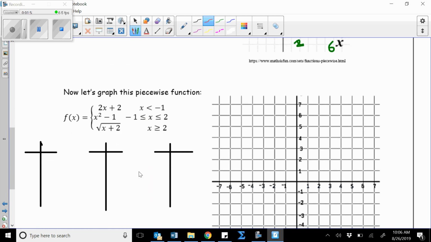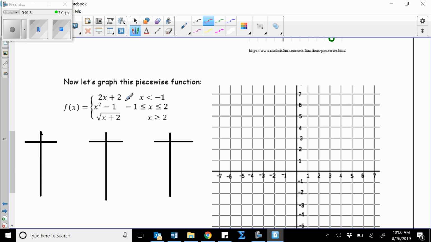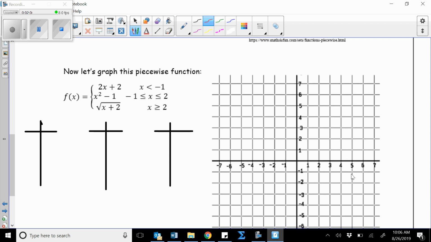The next example is an equation of a piecewise function, and we're going to try to graph this function over here. So let's work on the first piece, which is 2x plus 2. We know that this is a linear function. So I know I'm going to have a line here for the first piece. In order to graph a function, we need some points. In order to create the points, I'm going to use a table here. 2x plus 2 goes here.